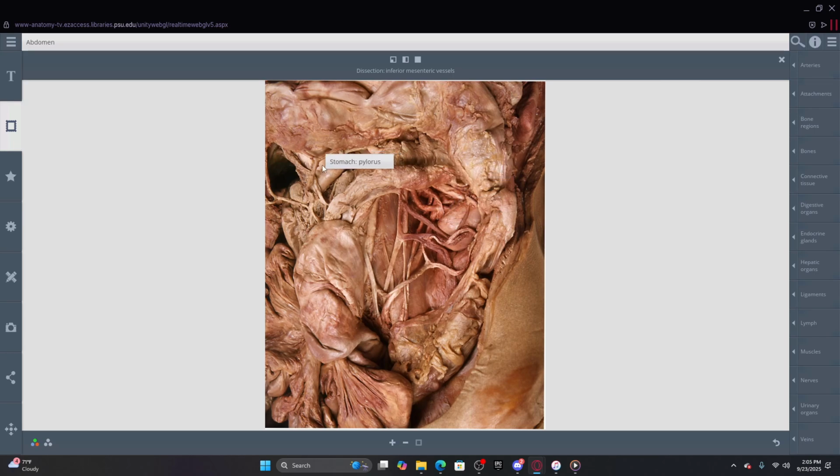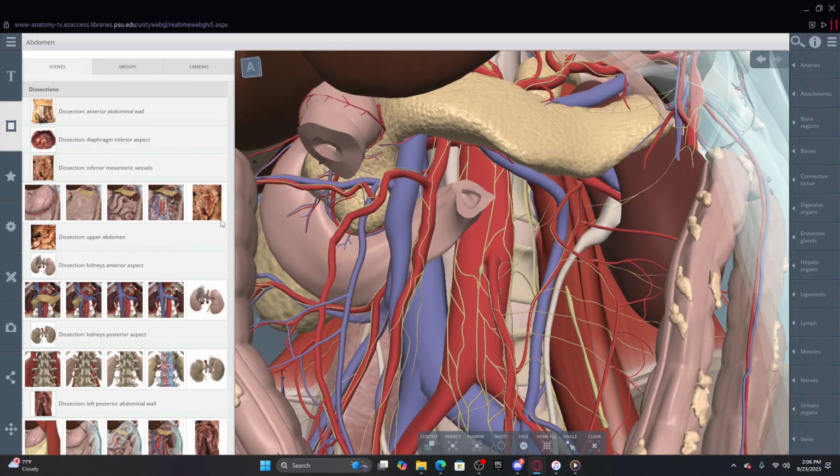And that's about it for this dissection. I think that's the extent of the things that we can see here, besides the ovarian vein. Right, right here, you can see the ovarian vein. Right, but that is the extent. We can move on to the next dissection.